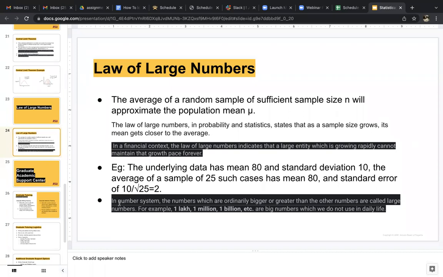So what are large numbers basically? In a number system, the numbers which are extraordinarily bigger or greater than the other numbers are called large numbers. For example, say 1 lakh, 1 million, 1 billion, etc. So these are the numbers which we do not use in our daily life, and that's what large numbers mean.